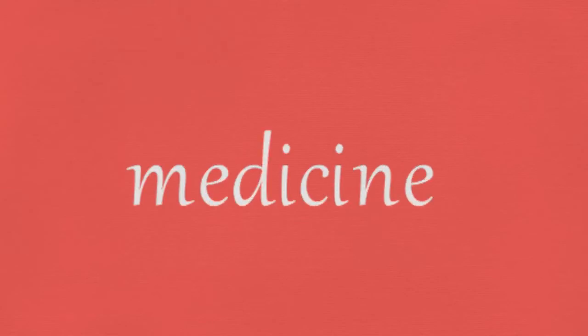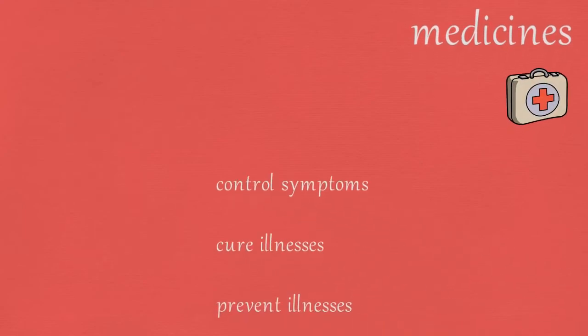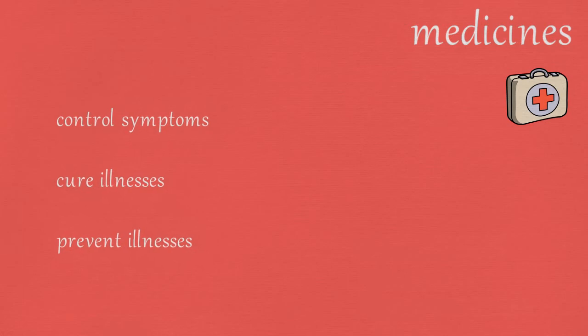And next kind of drugs is medicines. Medicines are the drugs that may control symptoms or cure illnesses or prevent illnesses. Let's talk about the examples of each.